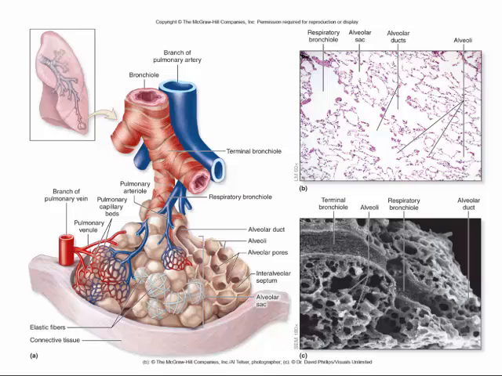Finally, notice the layer of connective tissue around the entire region. This will have quite a few elastic fibers, along with an excellent lymphatic drainage to prevent fluid from building up around the alveoli. That would be pulmonary edema, which can cause the lung to collapse.